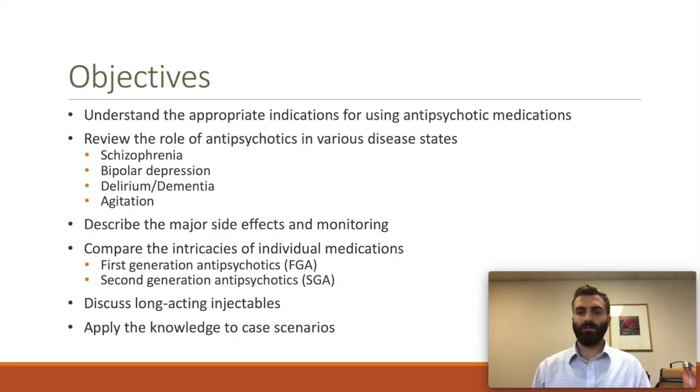I have a few major objectives that I'm going to be covering today. I'm going to be talking about the appropriate indications for various medications. I'm going to review the role of antipsychotics in various disease states, and this won't be comprehensive. For example, I'm going to talk about schizophrenia, bipolar depression, delirium and dementia, and agitation, but I'm not going to be talking about all indications. So, an adjunct for depression's not on there, and Tourette's disorder, tic disorder isn't on there.